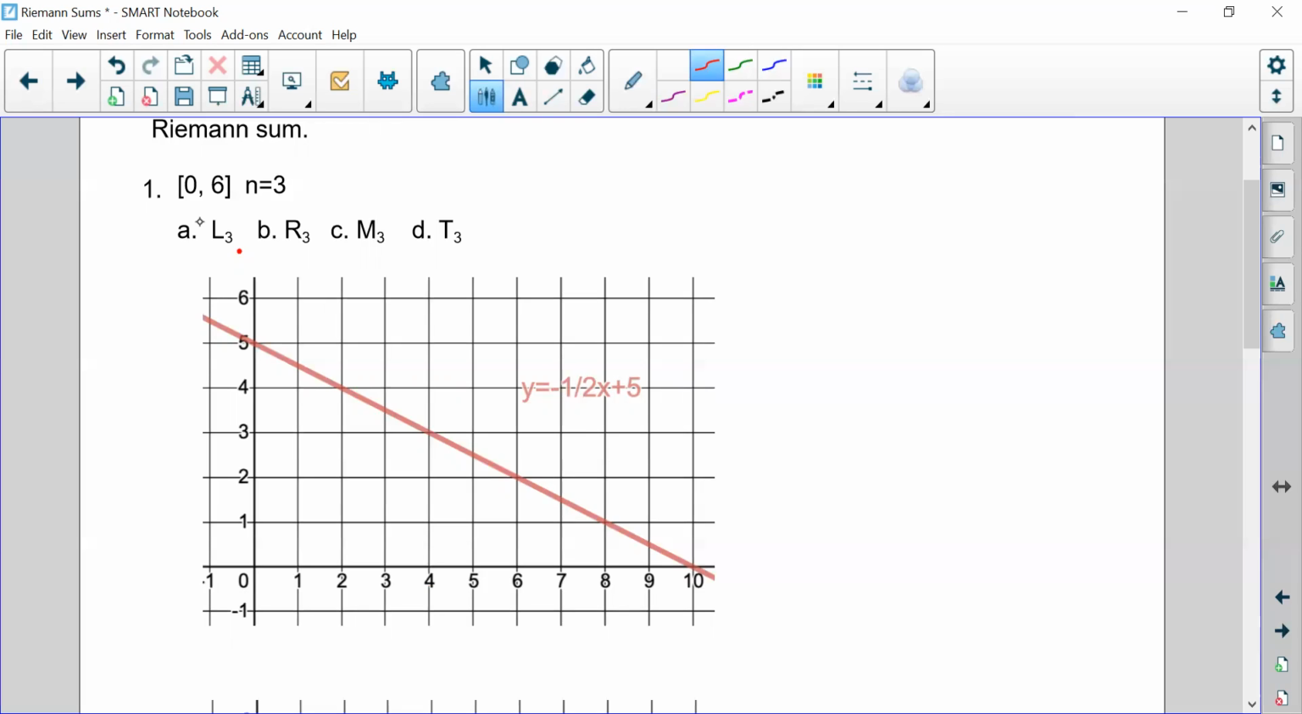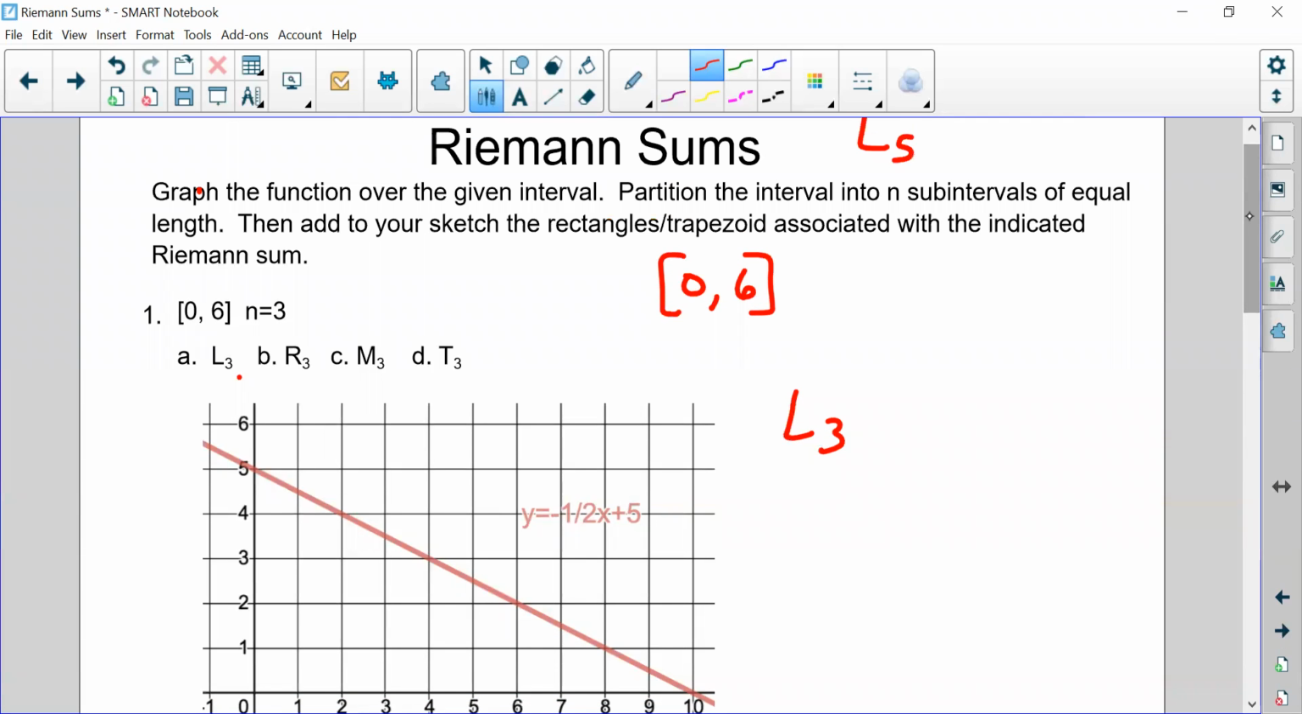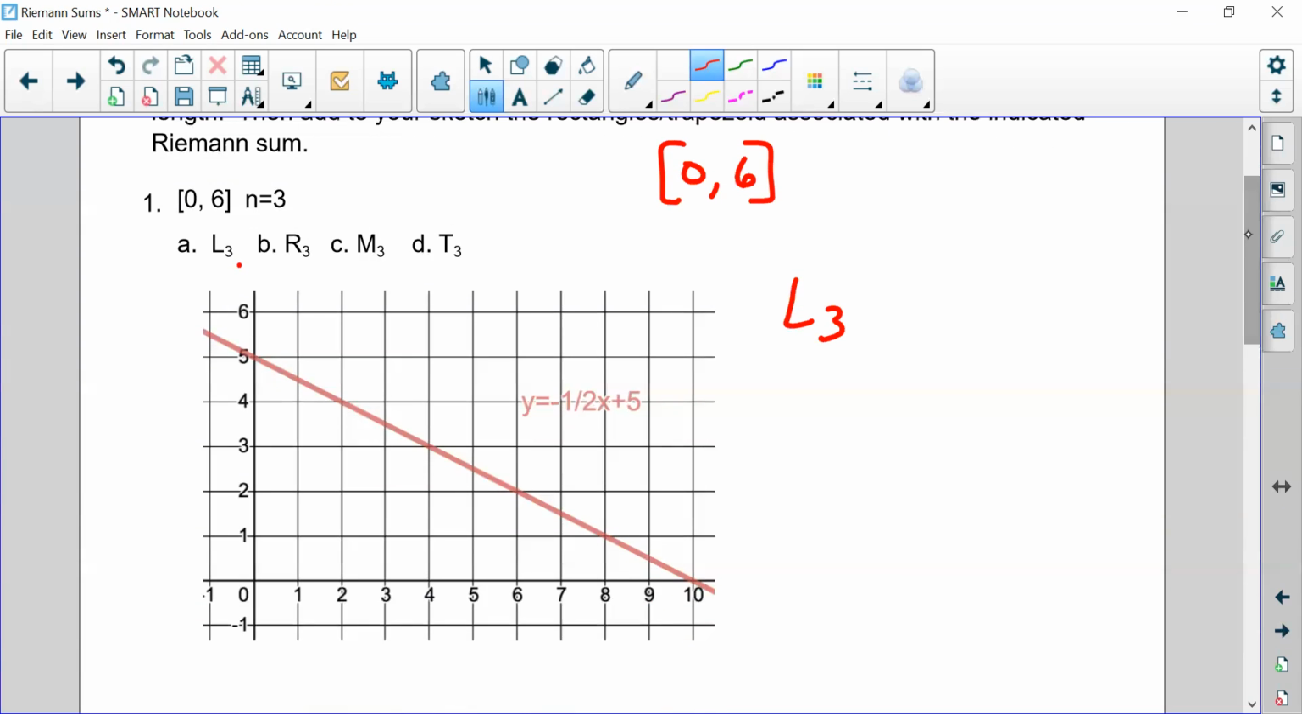Okay, I got the graphs done. All right, let's look at this A1 here. We're going to do a left-Riemann sum of 3 subintervals. The first thing you have to look at is your domain. I'm going from 0 to 6. Since these are subintervals of equal length, I need to find delta x. That's the first thing to figure out, and that's the width of each of the rectangles.